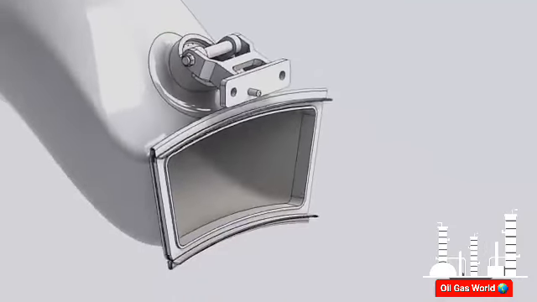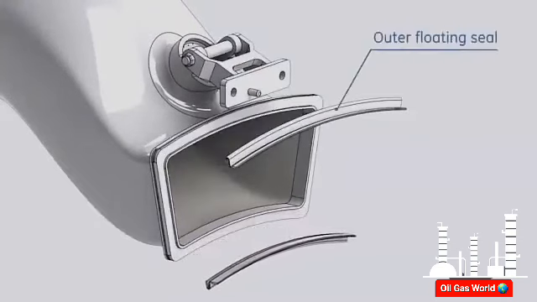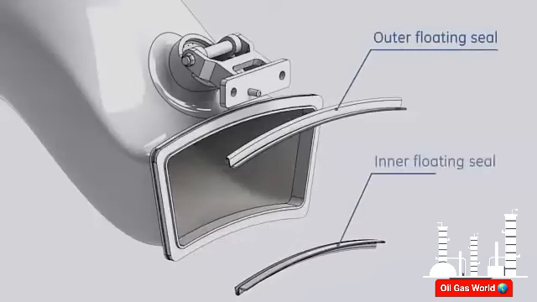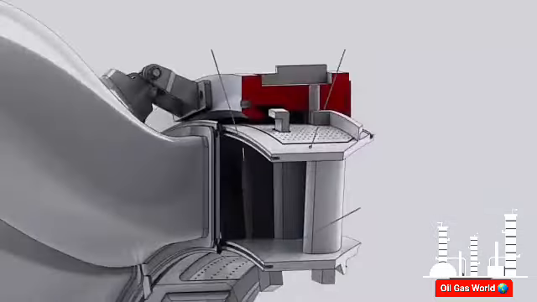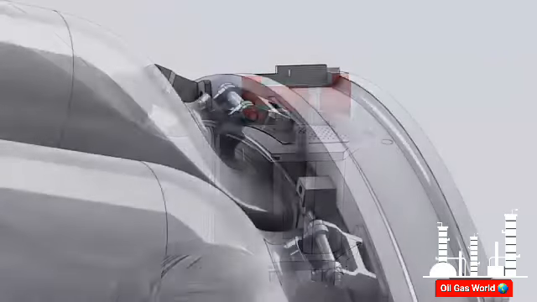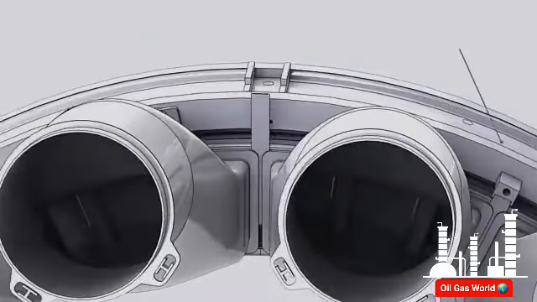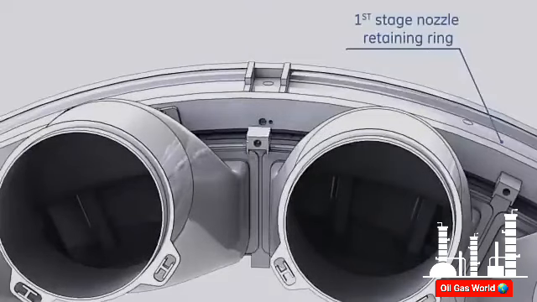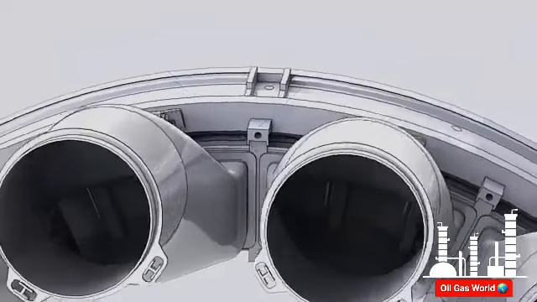The transition pieces are sealed to both outer and inner side walls of the first stage nozzle by the outer and inner seals. These seals are inserted into grooves on the first stage nozzle to minimize compressor discharge air leakage into the hot gas path. The sides of the transition pieces are sealed by side seals. Side seals are held in position by side seal retainer blocks.